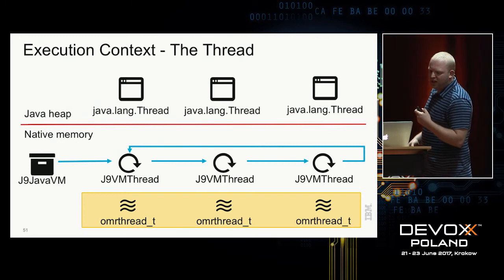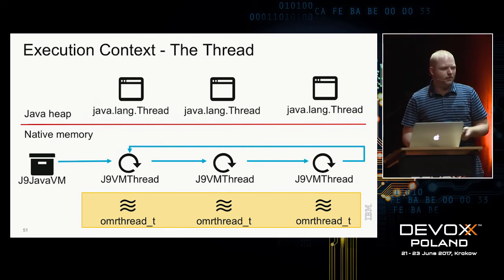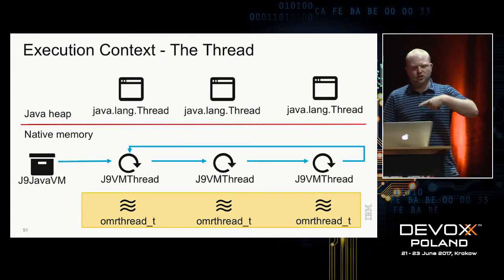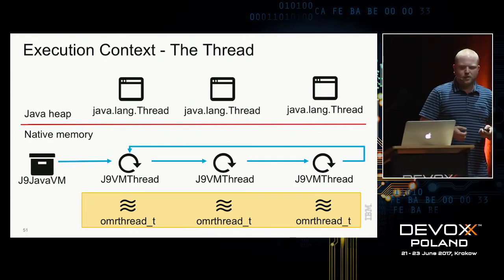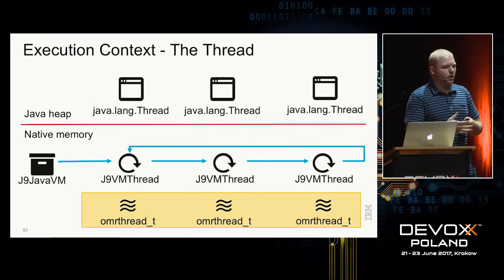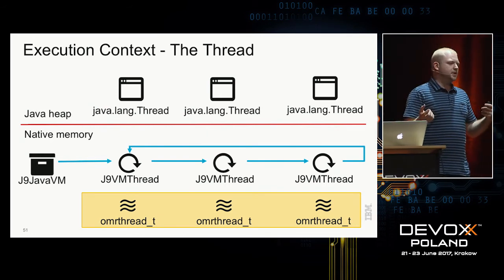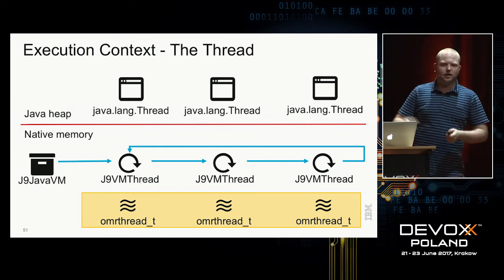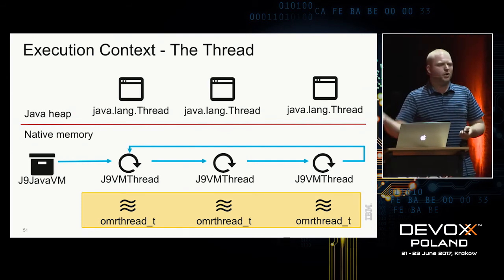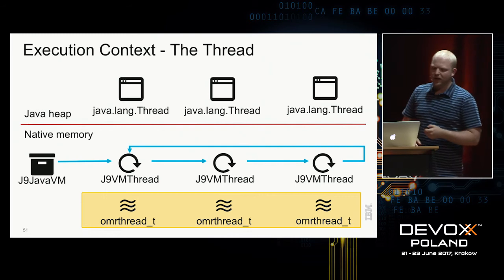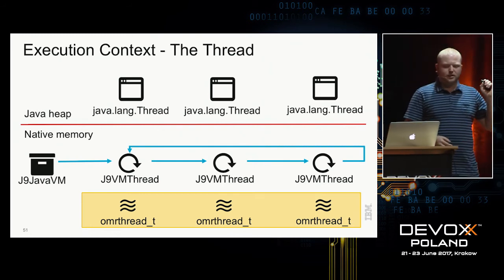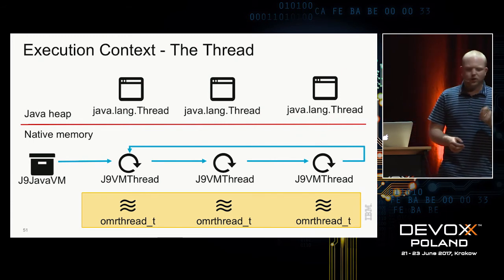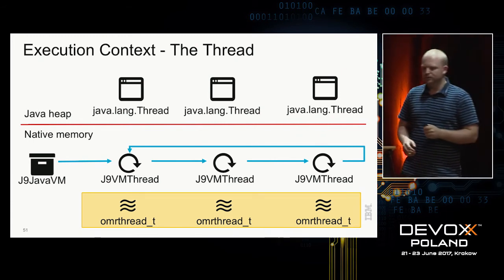The J9 Java VM, which is the Java VM structure we looked at earlier, keeps a circular linked list of all these J9 VM threads. This makes it easy to walk all of them, so that when we need to tell all these threads to get ready for garbage collection, it's easy to walk through all of them and make sure that we're ready for that. Each of these threads has an interpreter state that we saw earlier, and they also all have a Java stack that we saw earlier.